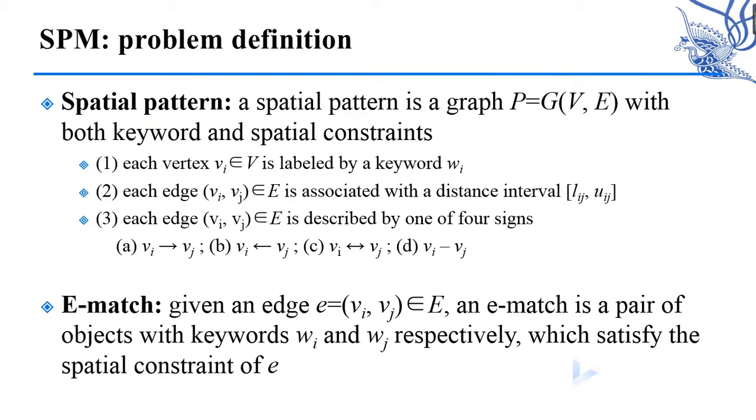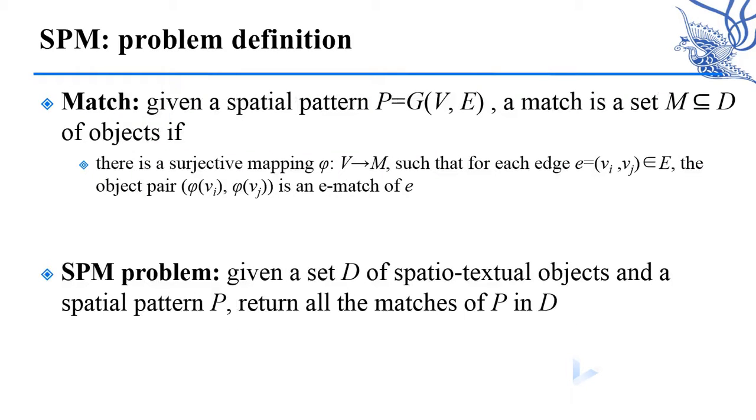Different signs represent different exclusive or inclusive relationships among two matched objects and other objects. Given an edge, an image is a pair of objects with the keywords of the edge, which satisfy the spatial constraint of the edge. Given a spatial pattern, a match is a set of objects if there is a surjective mapping, such that for each edge, the corresponding object pair is the image of the edge. Then the SPM problem can be defined as: given a set of spatial textual objects and a spatial pattern, return all the matches of the pattern in the set of objects.